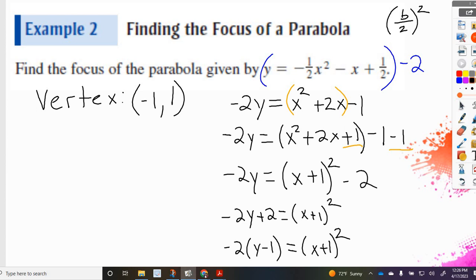So in our equation, what was in front of the y? In the general equation, what's in front of the y? 4p. So we know that negative 2 equals 4p. So what does p equal? Negative what half? So then what do we do to find the focus?